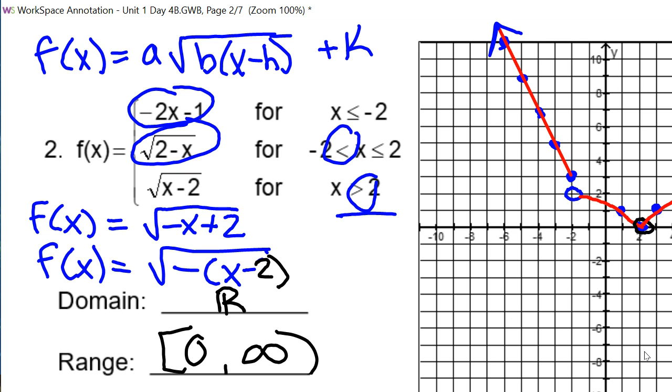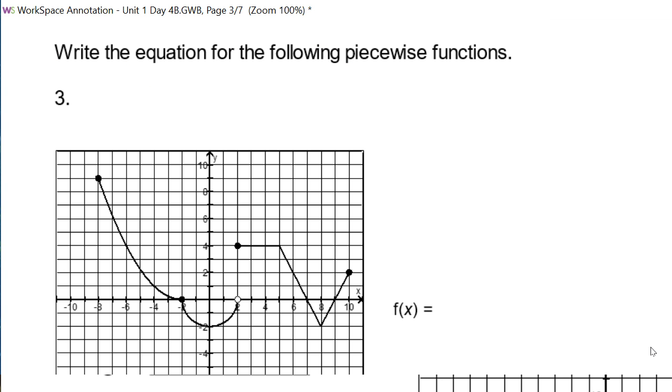Okay, 3 and 4, now we're going backwards. They're giving us the graph. We have to come up with each piece of the function. So looking at number 3, how many different functions do you see there? 4 is right. So here's piece 1, piece 2, piece 3, piece 4. We're going to go from left to right. So for this, notice this is what type of function at the very back? What segment 4 is what type?